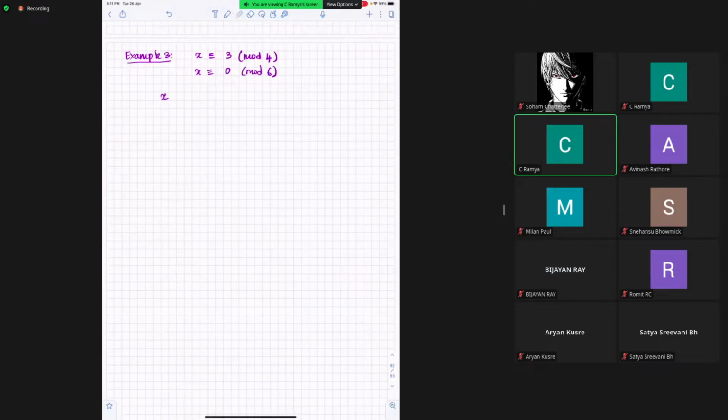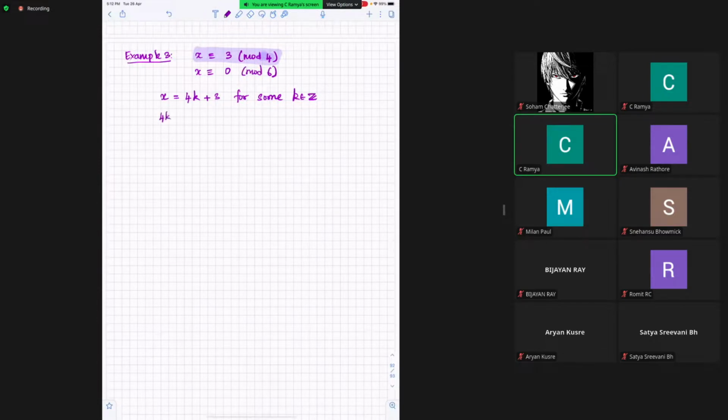So what does the first equation tell us? That when you divide the number by 4, it leaves remainder 3, right? So x is equal to 4k plus 3 for some k, which is an integer. Okay. So now, as usual, let's just back substitute, right?